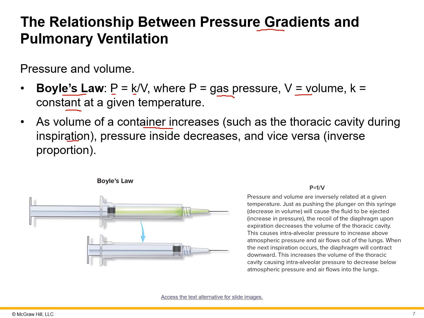What's going to happen is the pressure inside decreases. So it's the opposite: as volume increases, pressure decreases. As volume decreases, then that pressure is going to increase. So with Boyle's law, the pressure and the volume are inversely related. If one's going up, the other is going down. Just as pushing the plunger on the syringe decreases the volume, now we don't have any volume in here, but we've increased the pressure. Whereas once we've increased the volume of the space, there's less pressure being applied.